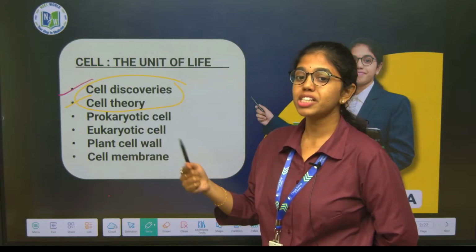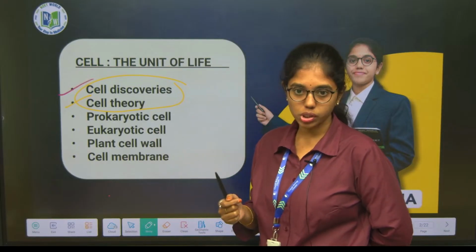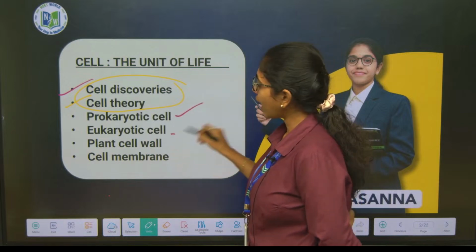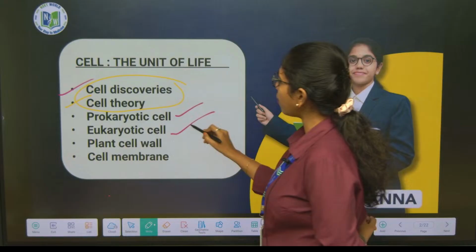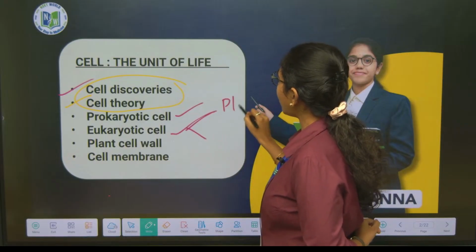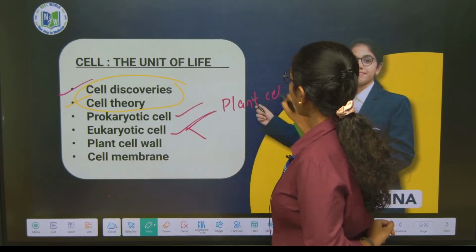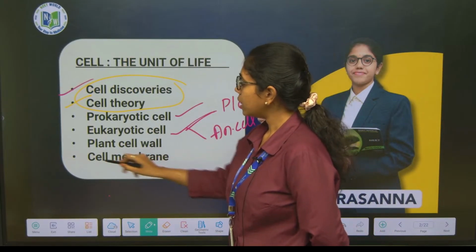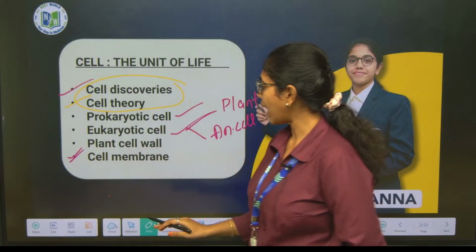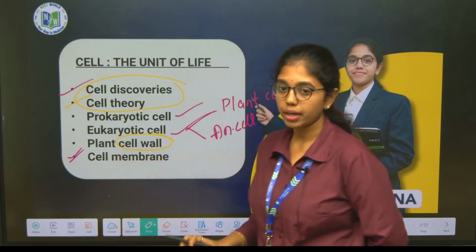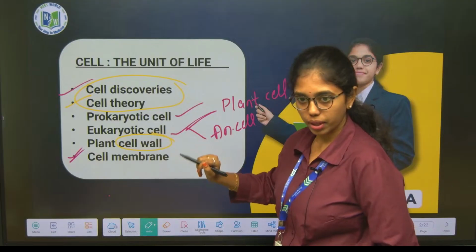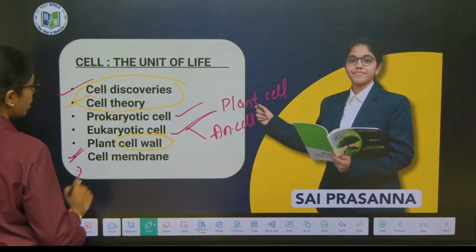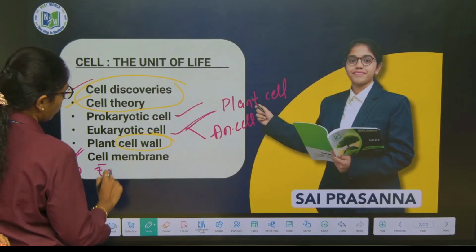And then on shapes and sizes of cells, diagram based questions we can expect, and then we will be having prokaryotic cell, eukaryotic cell. In eukaryotic cell we have to learn the comparison between plant cell and animal cell, and then we have cell membrane, cell wall and plant cell wall. These concepts we will be covering today. Along with this, after cell membrane, we will be looking at the endomembrane system.